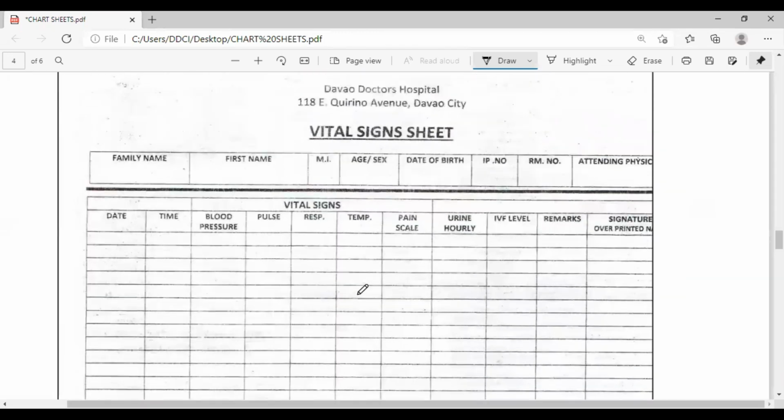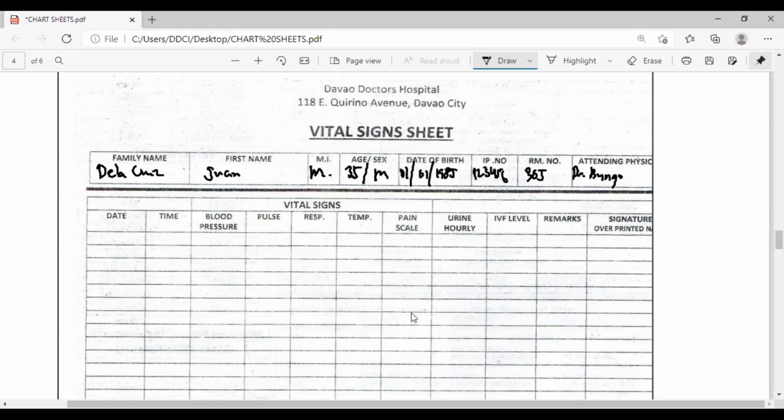Now let's proceed to the vital sign sheet. For the vital sign sheet, again, do not forget your headings. So you have here De La Cruz, 1, M, a 35-year-old male, birth date January 1, 1985, and then let's say room number 305, the name of the physician, Dr. Bungo. IP number, let's say 1, 2, 3, 4, 5, 6. So we have here the date and vital signs.